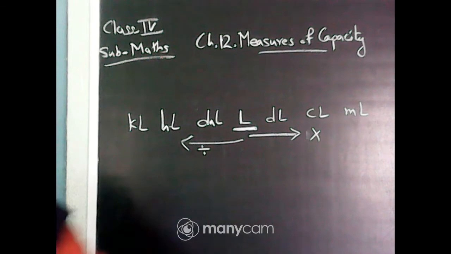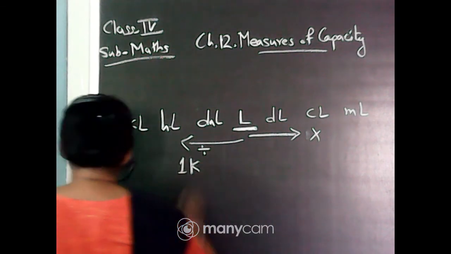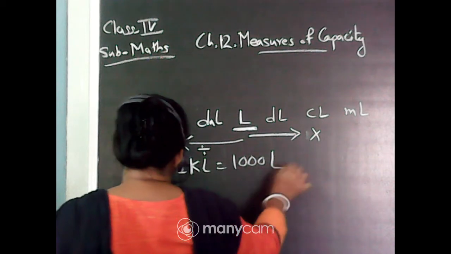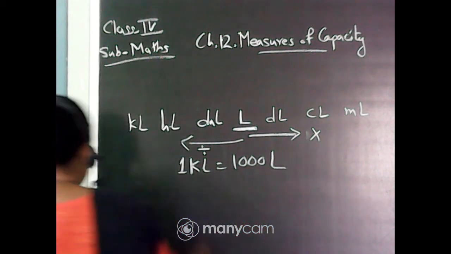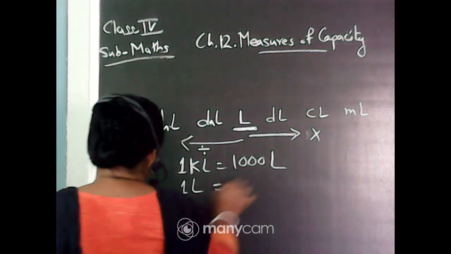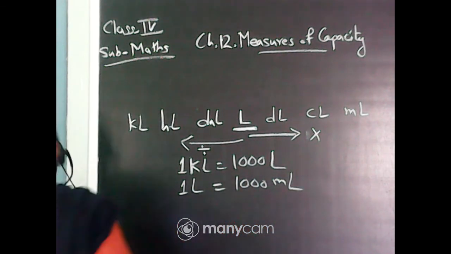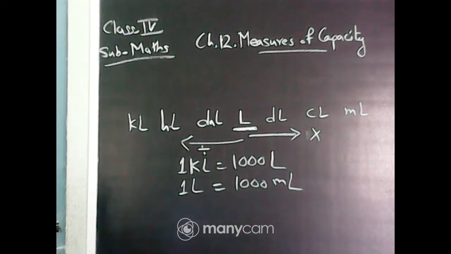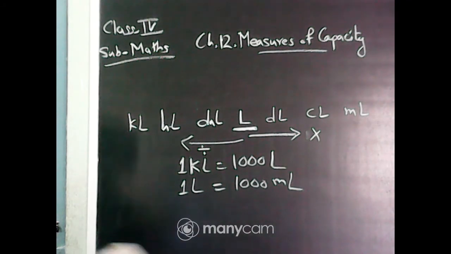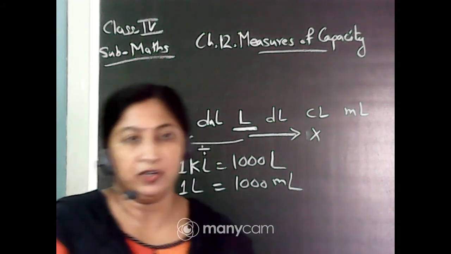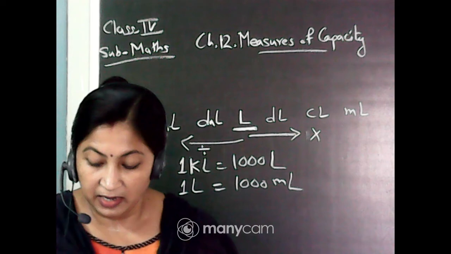As you know that 1 kiloliter is equals to 1000 liter, and one more thing, 1 liter is equals to 1000 milliliter also. So 1 kiloliter is equals to 1000 liter, and 1 liter is equals to 1000 milliliter. Clear? You have to keep in mind this type of conversion, and after that you will do the conversions.